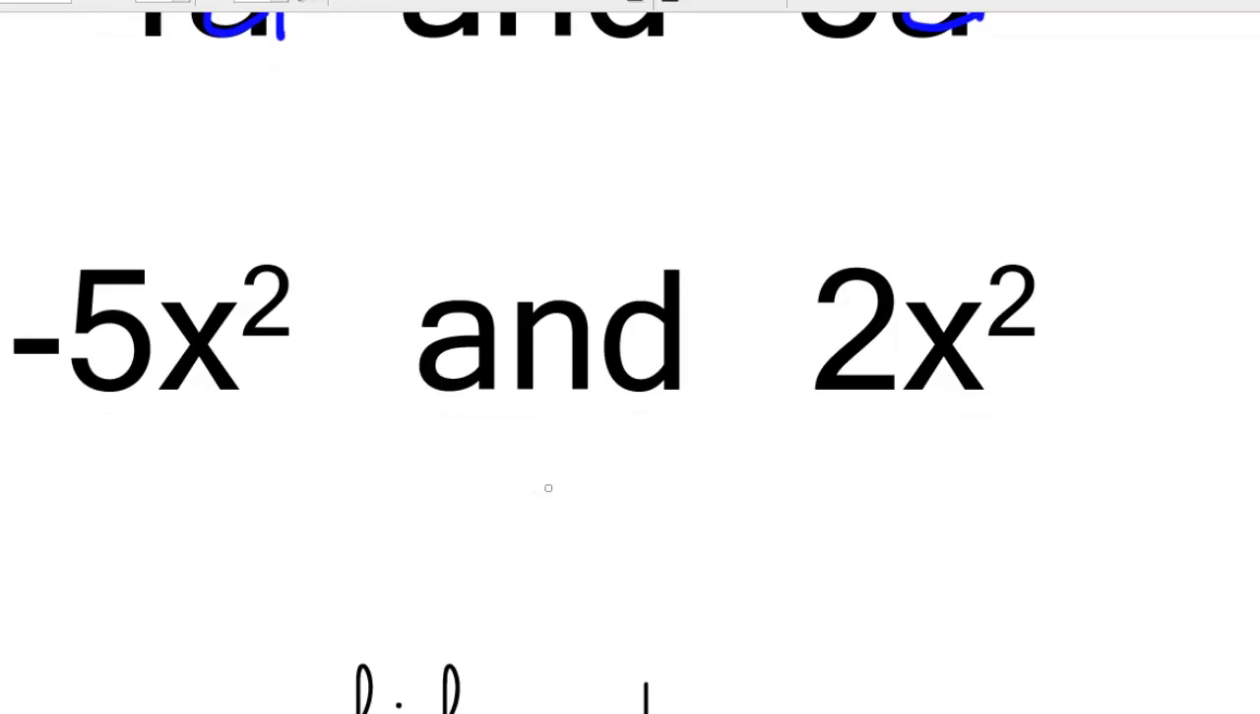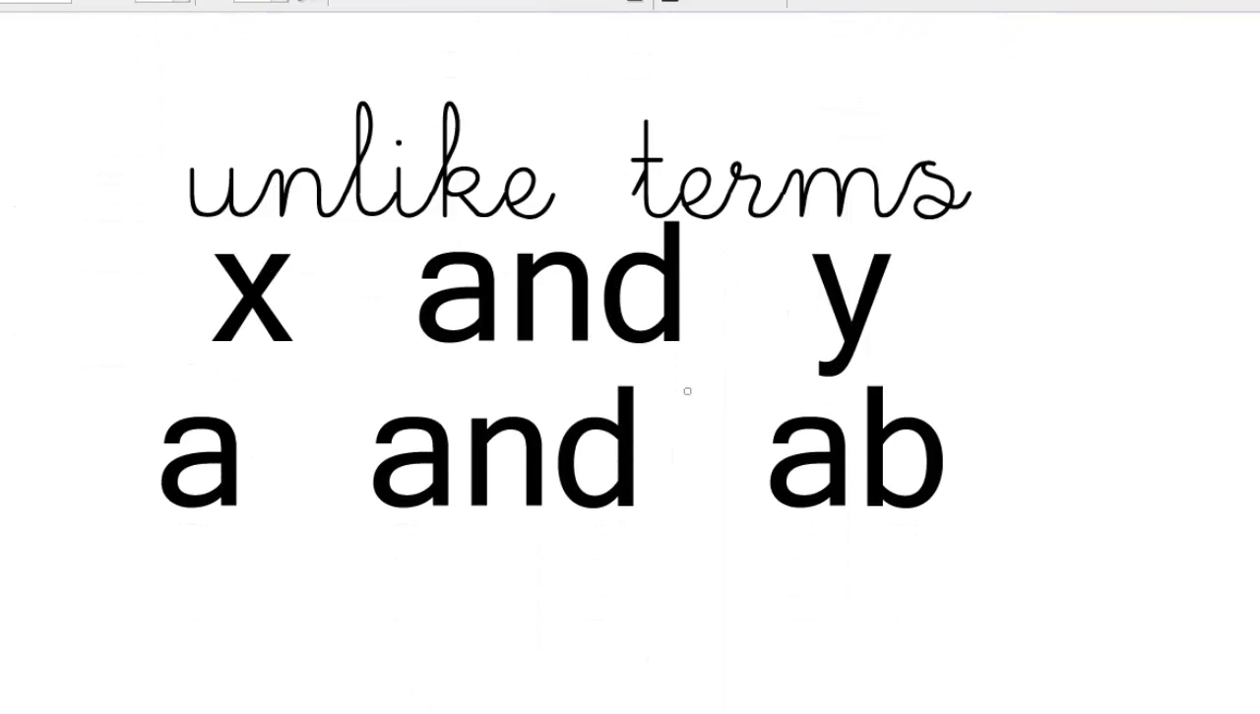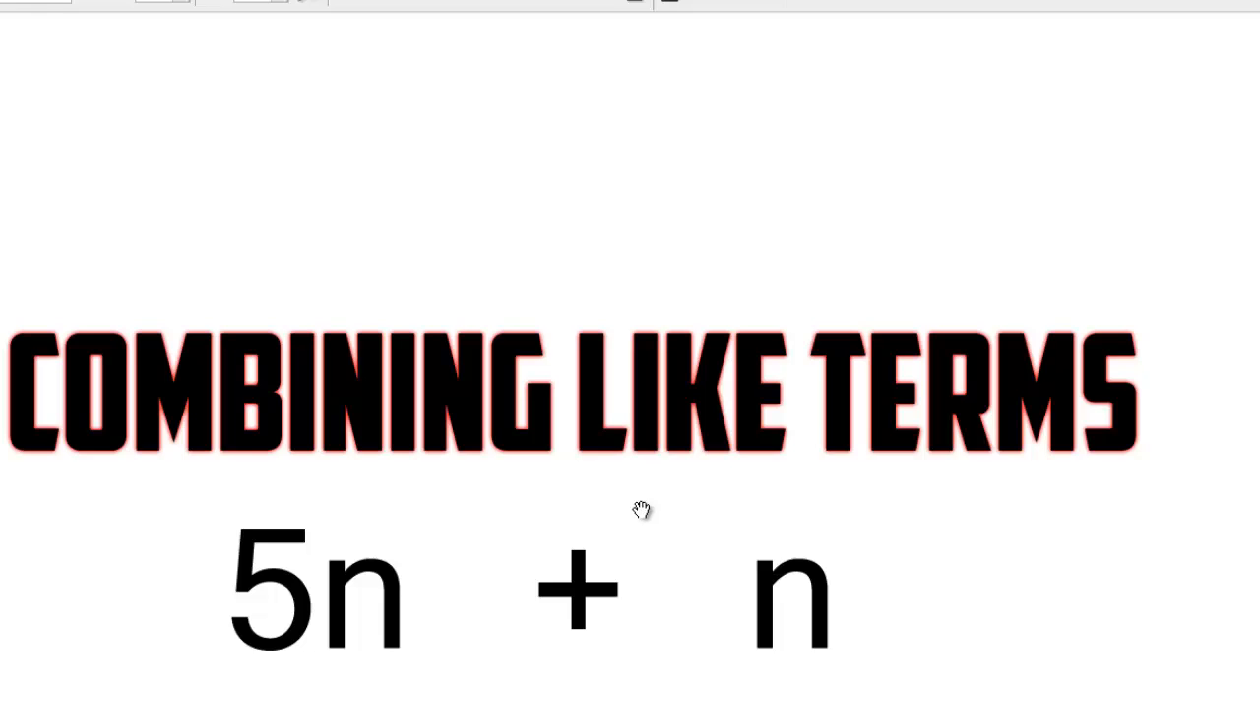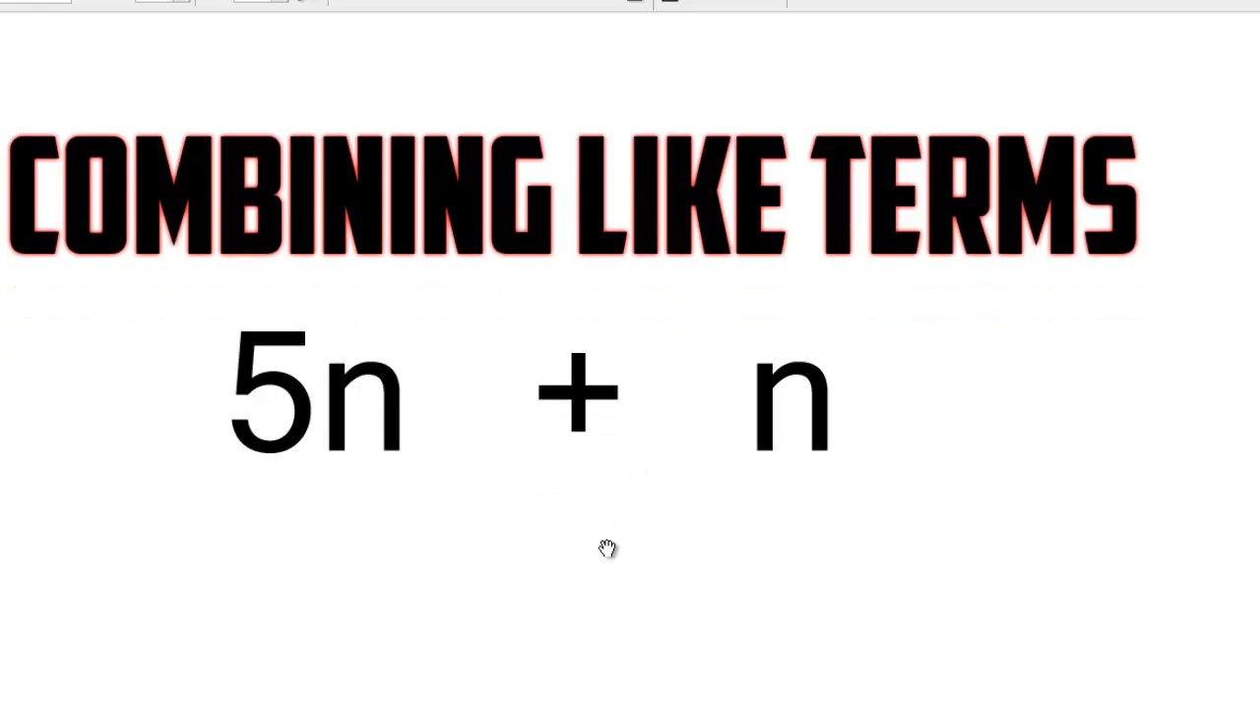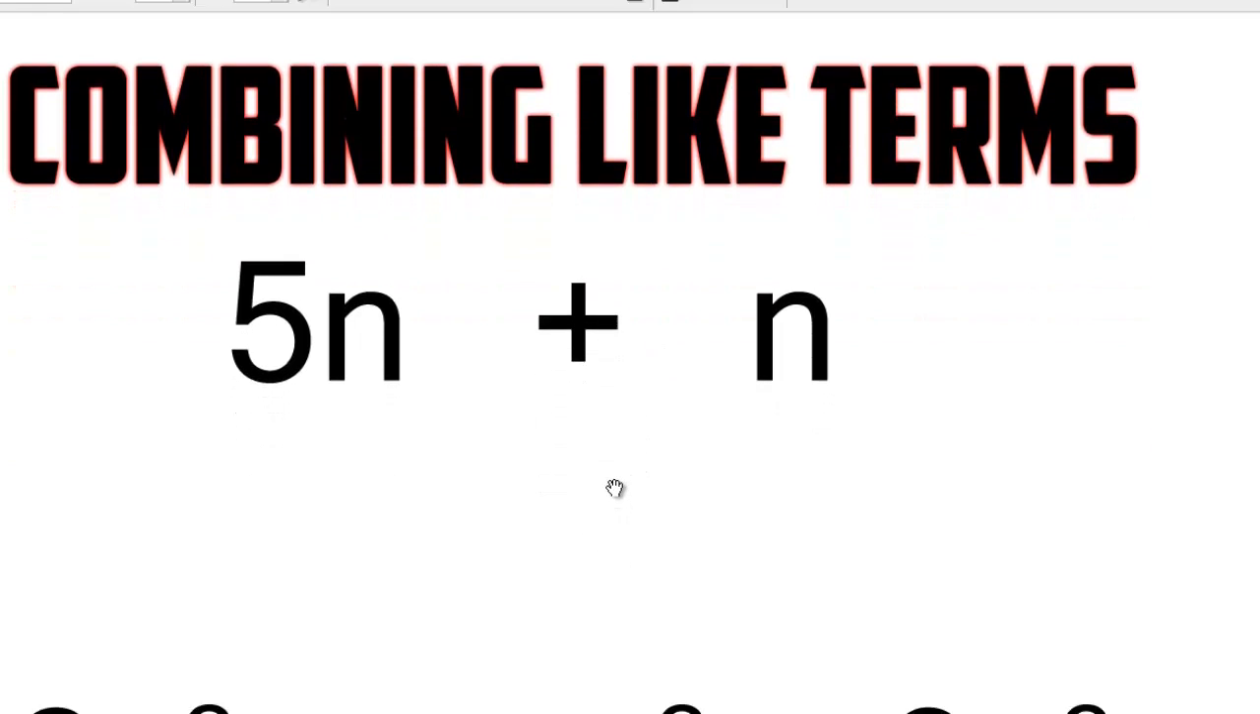So 4a and 3a are like terms. I know that because they've both got the same variable. And here we have -x squared and 2x squared. I can see that they've got the same variable, x, and the same exponent. Nice. So what do unlike terms look like? X and y, they're not the same. A and AB are different because even though they both contain A, they're not the same variables. And what we're going to be doing is combining like terms.